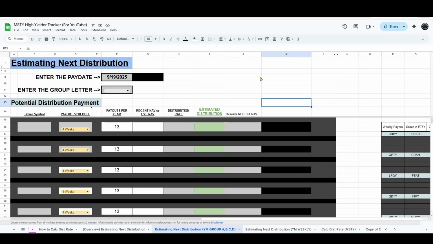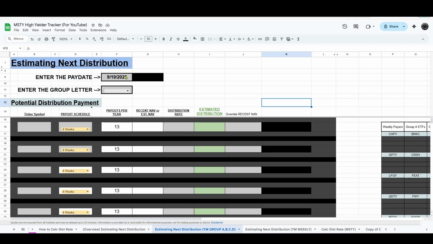All right, so here we are on my little spreadsheet that I've been working on. This is not available yet. I'm still working on it, and I'm not even sure how close it will be to guesstimating those distributions. But again, I do just like to make up some sheets just for fun, and we'll see how close they actually are. So the first thing on this sheet, what we would do is we enter in the pay date.